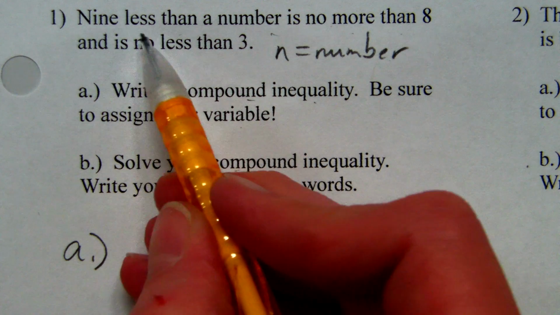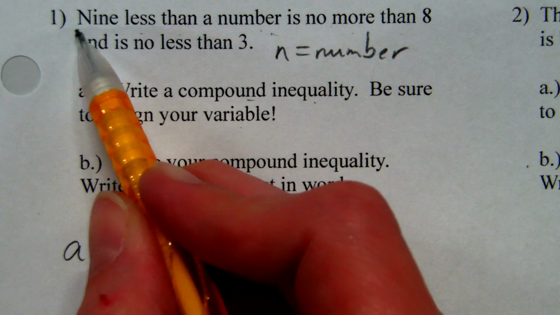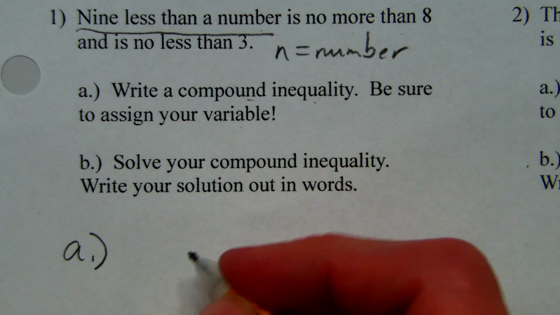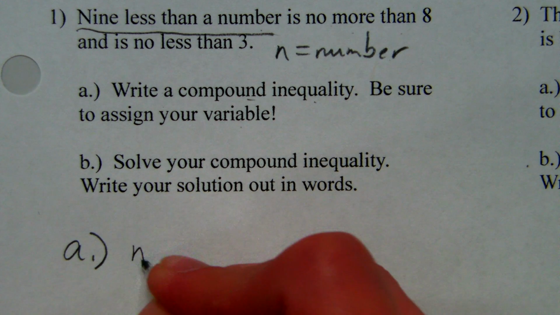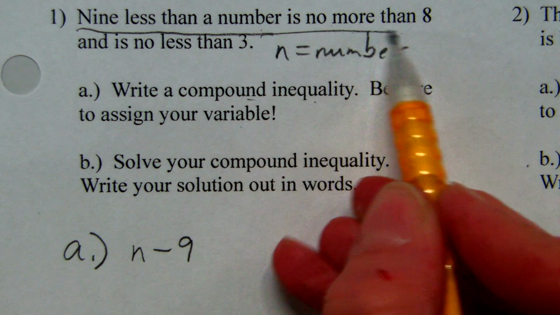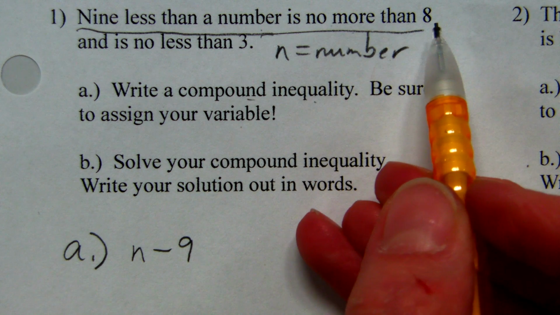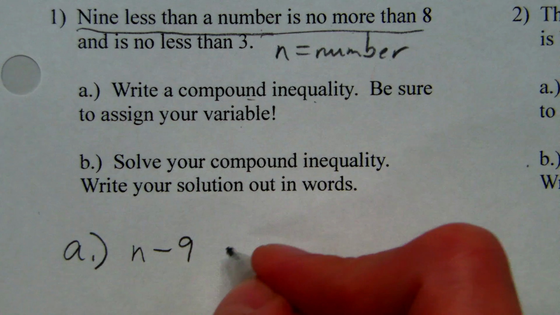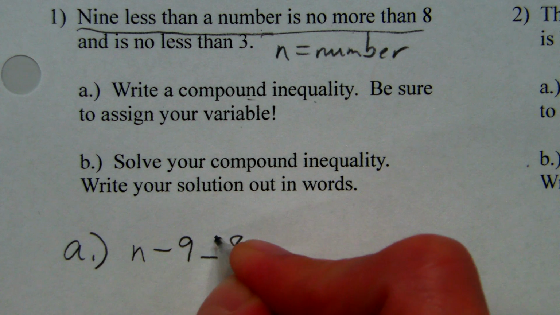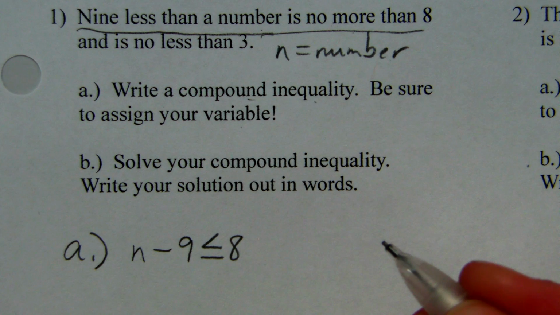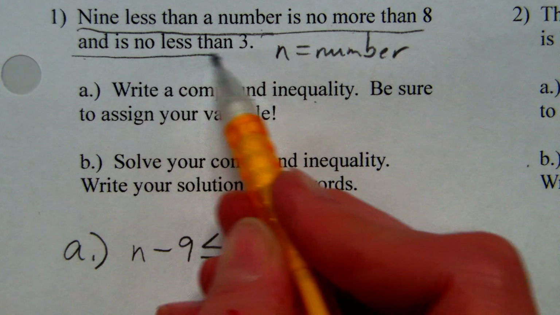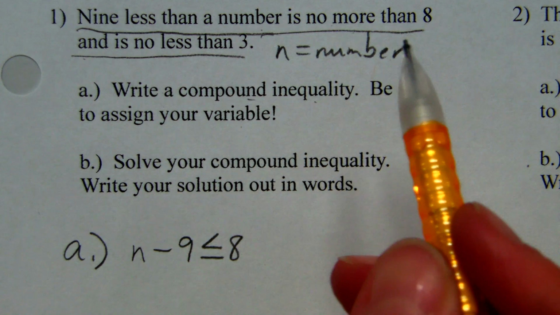So we have 9 less than a number. Let's just start with that piece. So if I take my number, I will have 9 less than that. Is no more than 8. So if it's no more than 8, that means it could be equal to 8, or it might be less than 8. Okay? And then it says, and is no less than 3.